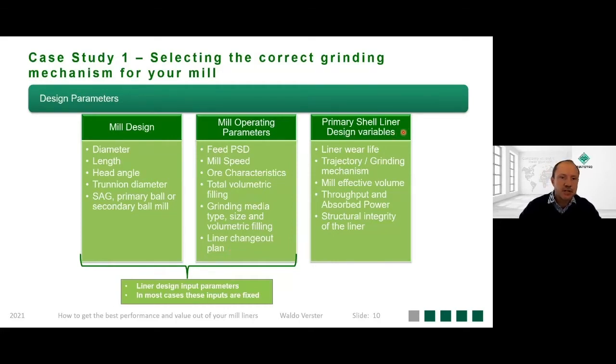So during the design process of the liners, and for this case study, let's focus on the shell liners, we look at the wear life, the trajectory that is directly influencing the grind inside the mill, the effective volume of the mill, the throughput, as well as the absorbed power. So the throughput and absorbed power is directly influenced by the trajectory and the mill effective volume. And we will see that also in case study 2. And lastly, very important to also verify the structural integrity of the liner to ensure that it protects the very expensive mill shell throughout.